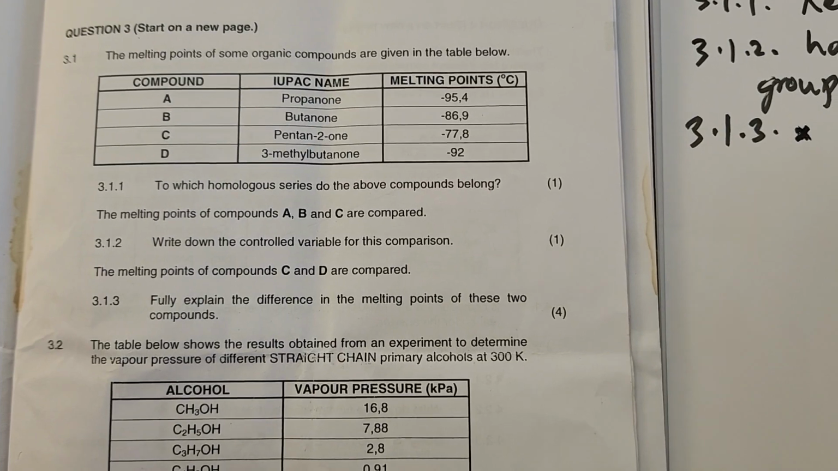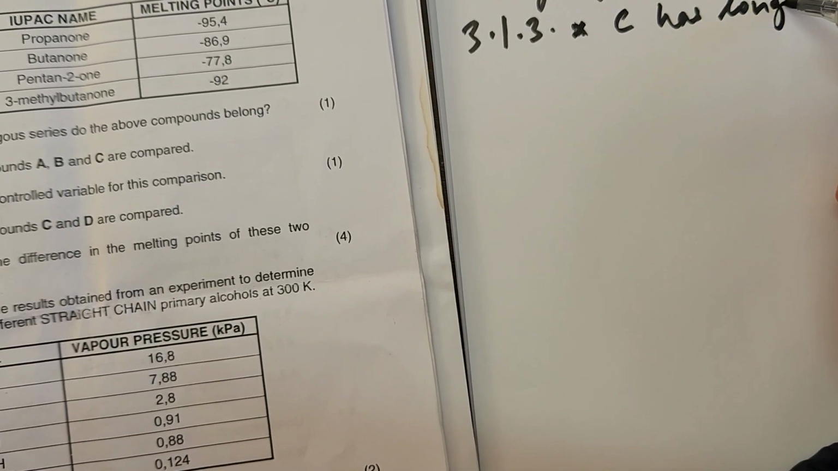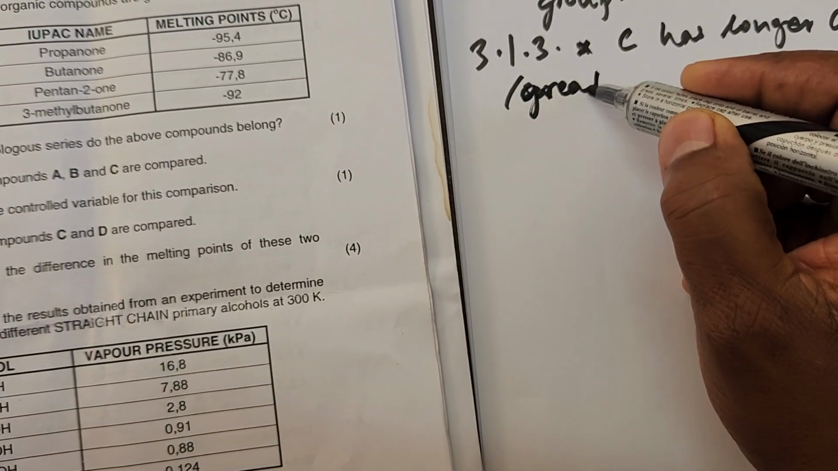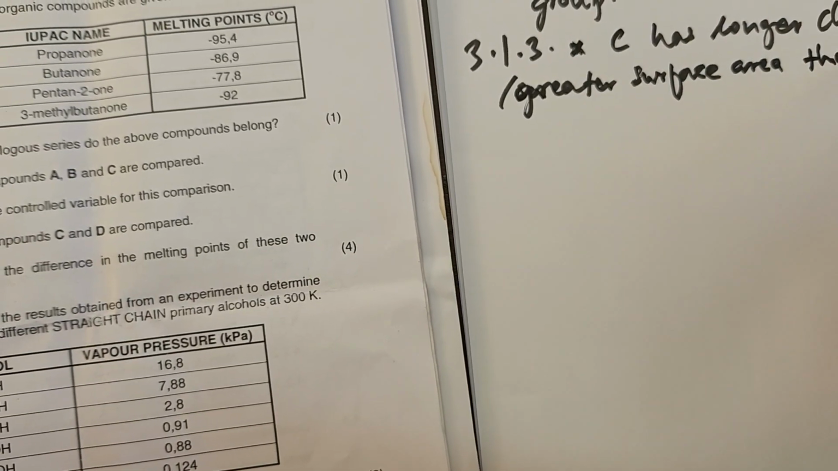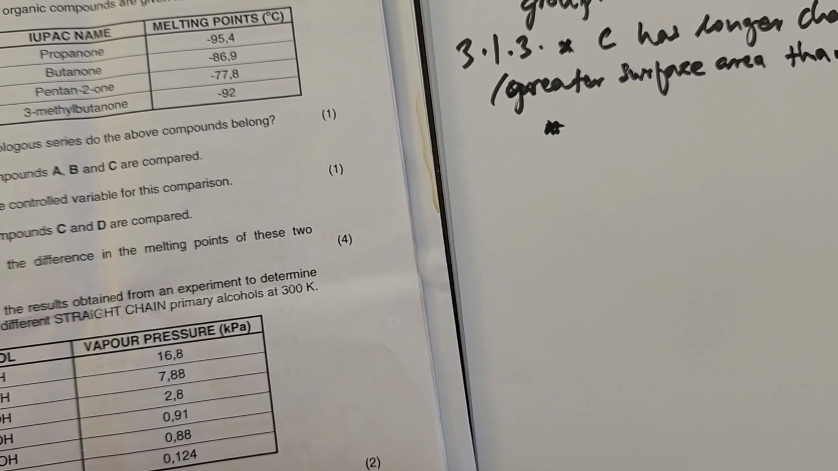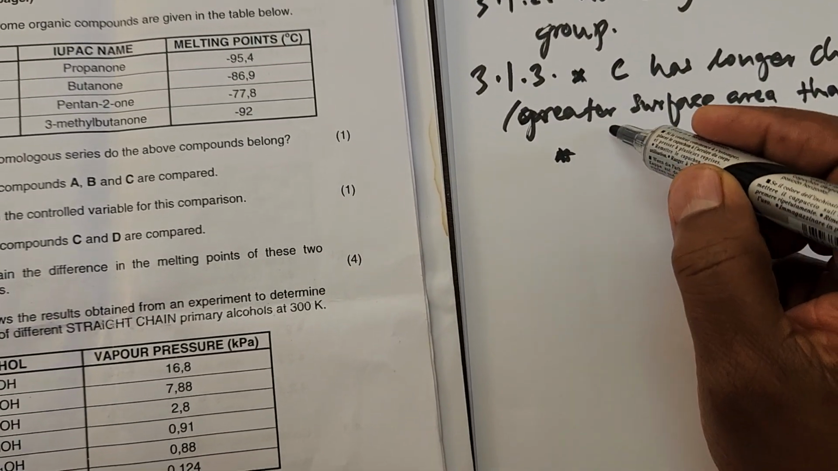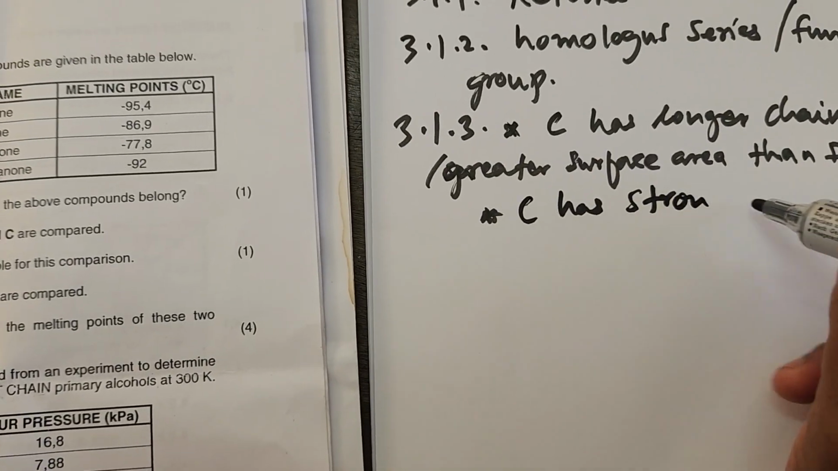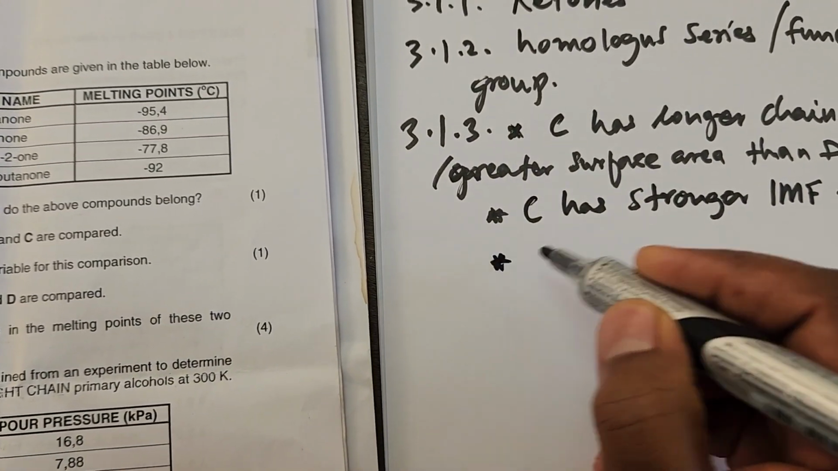First point will be about C. If I start with C, C has a longer chain length, or greater surface area, than D. That's the first point. If we start with D, D will have the shorter chain length than C, or the smaller surface area than C. Second point will be about the strength of intermolecular forces. The longer the chain length, the stronger the intermolecular force. Therefore, C has stronger intermolecular forces than D. Thanks, you get a mark. You already have 3 marks now.